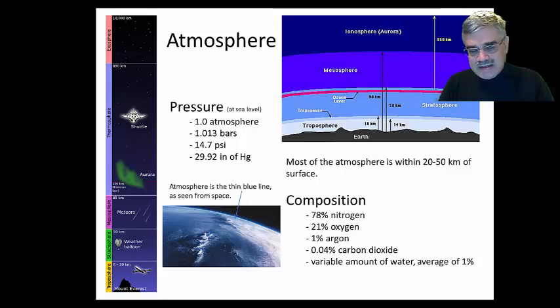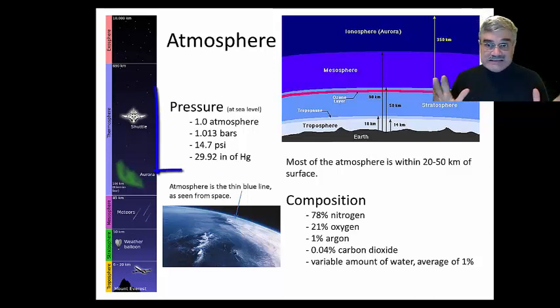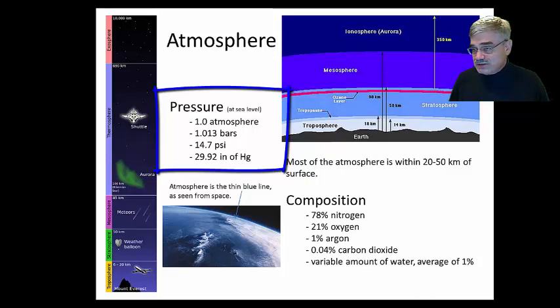So most of the gases in our atmosphere actually are within the first 20 to 50 kilometers. It's because gravity pulls down the gases in our atmosphere, and it really thins out as you go up higher. We measure the amount of gases in our atmosphere using a concept of pressure. We talk about the pressure at sea level. Why at sea level? Because that's where we are, and we make the measurements at sea level.